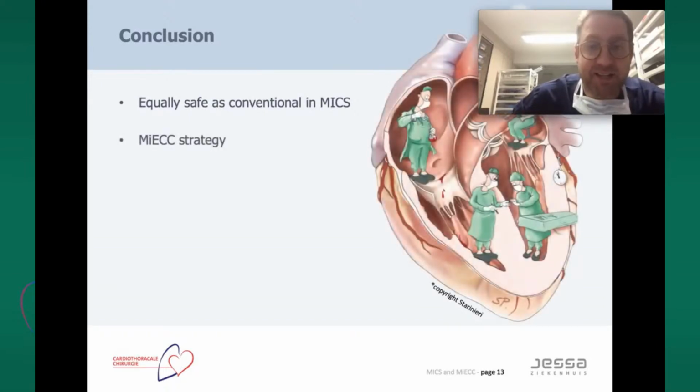And then MiECT, it is a strategy. It's the mix of the advantages of MIECT and the advantages of MiECT. It is perfectly possible, but communication is key, in my opinion. All the stakeholders need to be aware what you are doing and what is the next step, and then you can safely perform MIECT and MiECT.